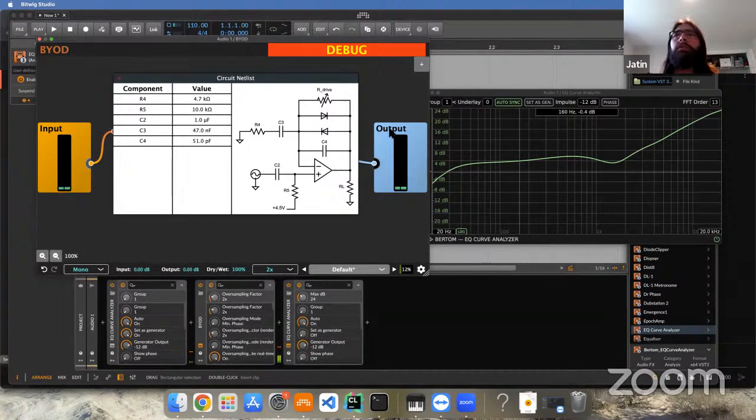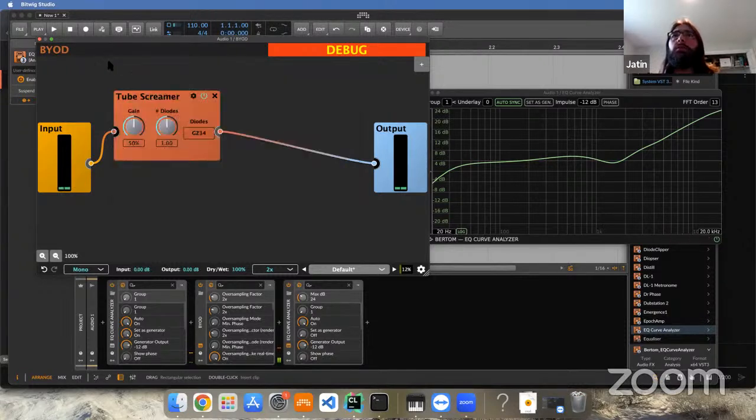But yeah, that's kind of cool. So that's the idea here with this circuit customization, that we can directly choose different component values in our circuit, aside from the component values that are already determined by some of the other parameters that the user already has access to. So yeah, I've done this for a few things in BYOD now.